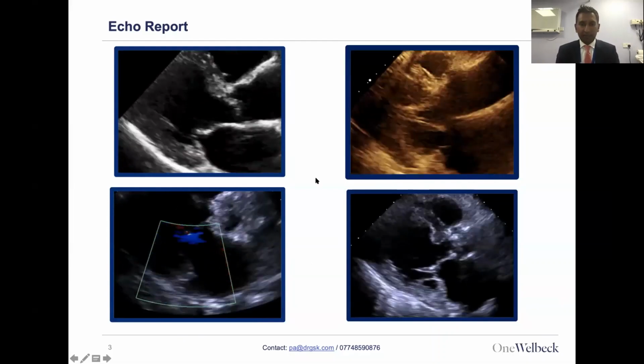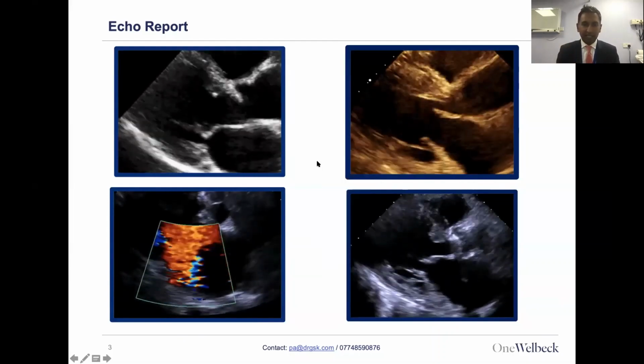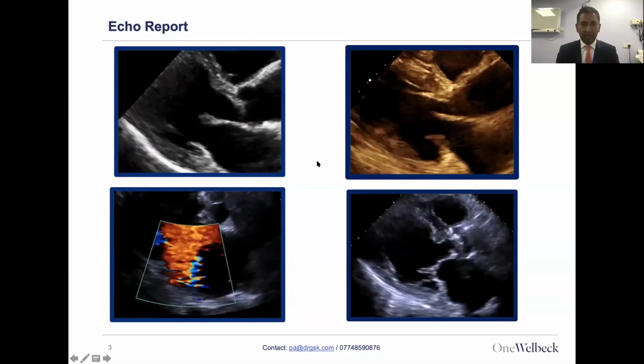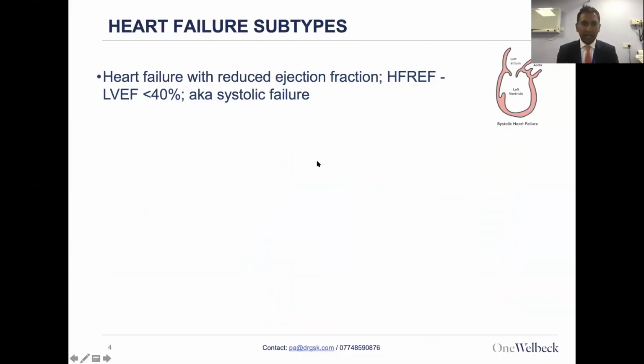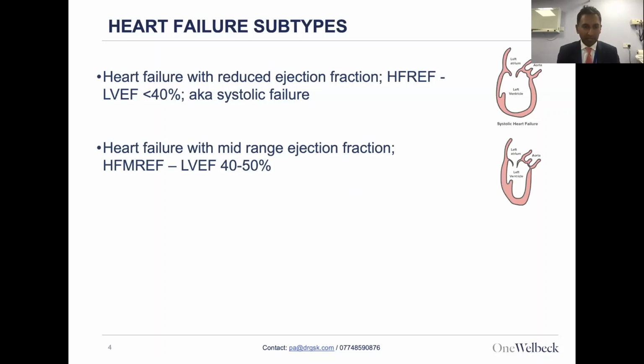So obviously there's been lots of iterations in terms of nomenclature for heart failure, but the categories that we've stuck to are heart failure with reduced ejection fraction, or HFrEF, and this has historically been just known as systolic heart failure. And this is where the ejection fraction is actually under 40%. And then the European Society of Cardiology came up with this extra category of HFmrEF, or heart failure with mid-range ejection fraction, which is an EF of 40 to 50%.